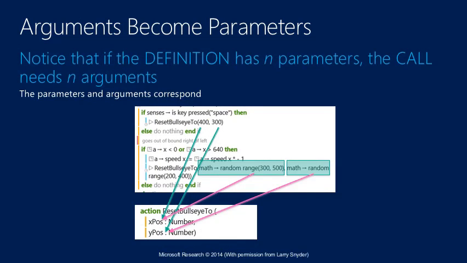So if you notice that the definition has n parameters, the call needs n arguments. So if we reset our bullseye to x and y, then we need to match it so that there's an x and a y here. In our reset value when we go out of bounds, you notice that these are longer values and it might not be as clear, but this is a single value because it's a random number between 300 and 500, and a random number between 200 and 400. Okay, so for each number of your parameters, you need that many arguments.